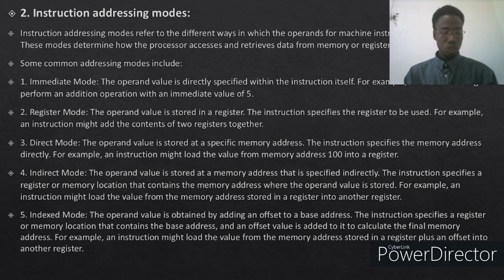So if we want to store an operand 1 into a register and then add another operand to it, with the immediate mode, the data values 1 and 2 would be part of the instruction we are executing in the microprocessor. And on our screen, this is a graphical representation of the immediate addressing mode.